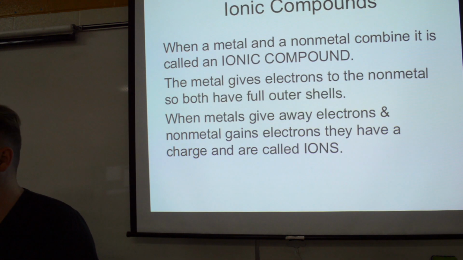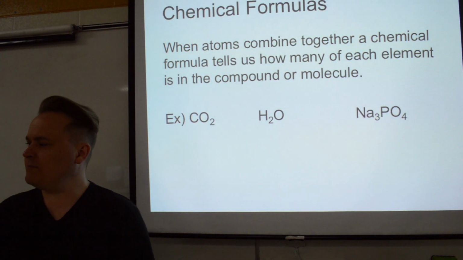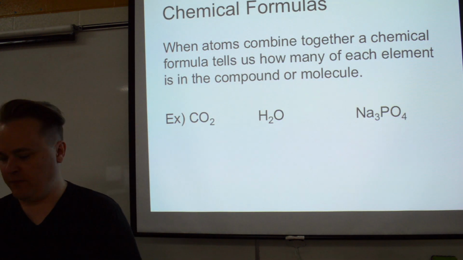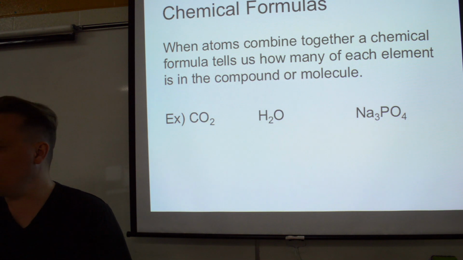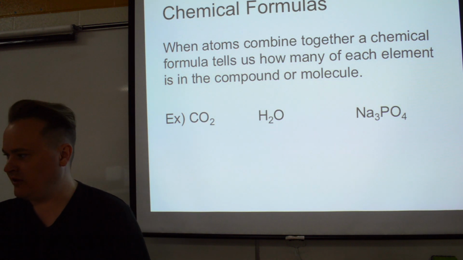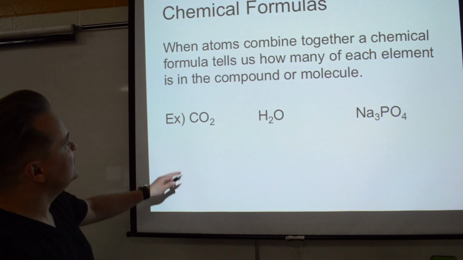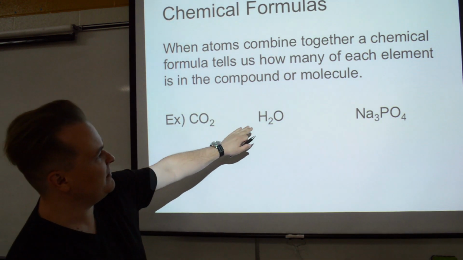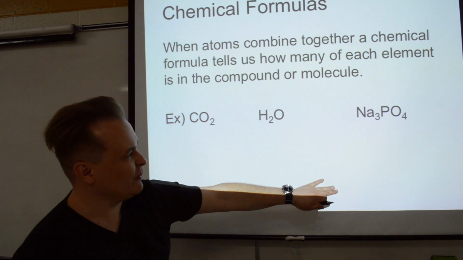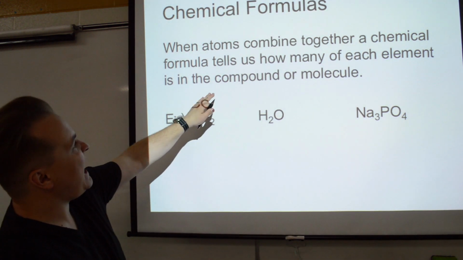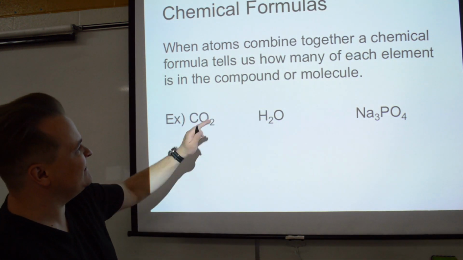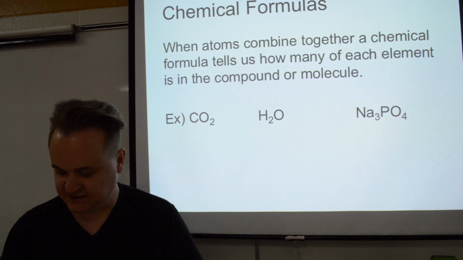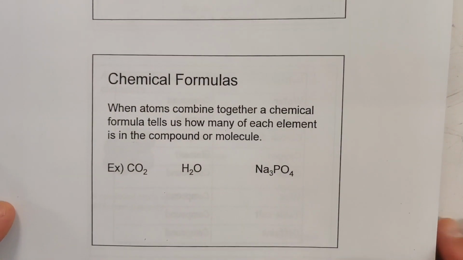Chemical formulas. When atoms combine together, a chemical formula tells us how many of each atom or element is in that compound or molecule. So when atoms combine together, this is a chemical formula, that's a chemical formula, and they all tell us how many of each element is in this compound. All right, so let's take a look.